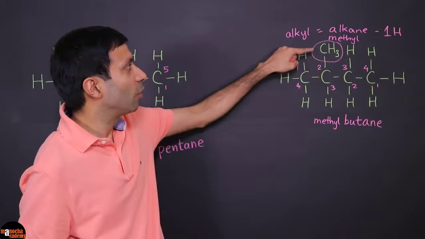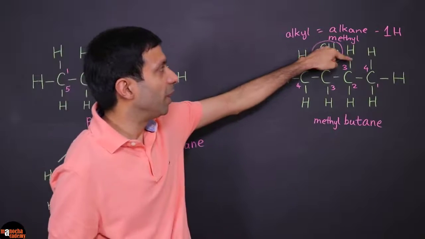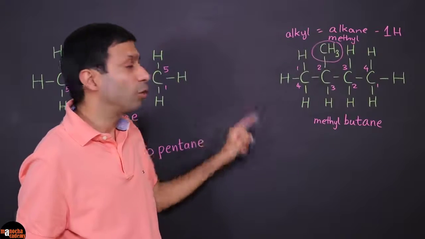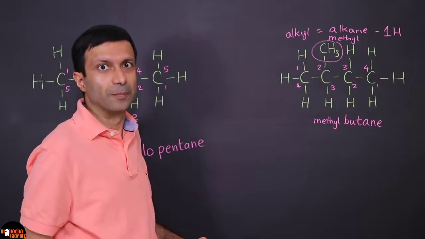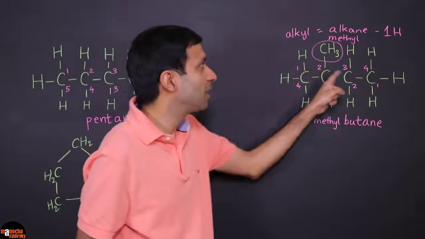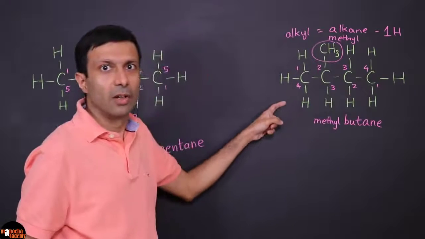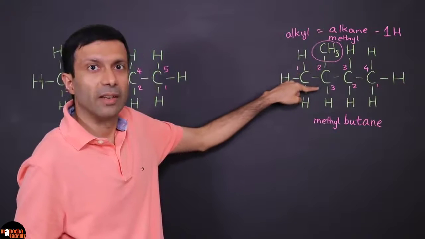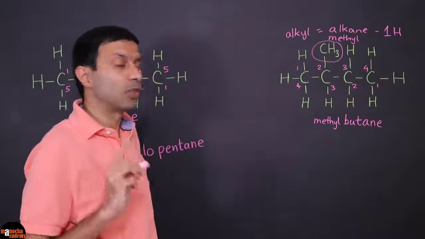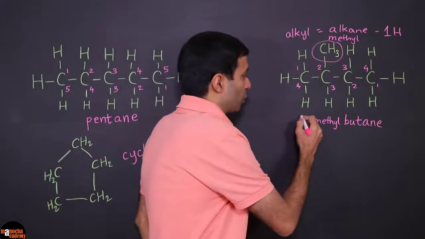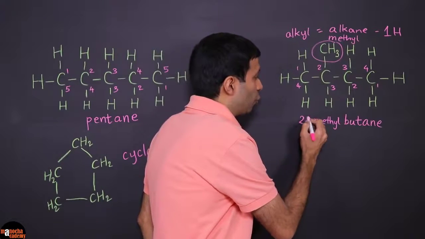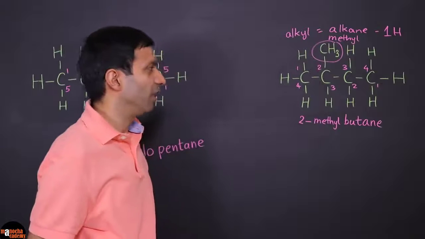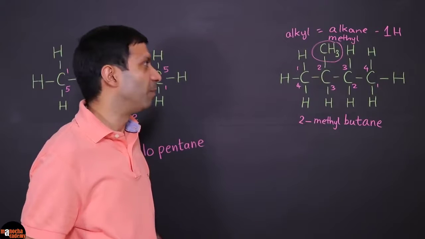But now this methyl could have been here, or it could have been here or here. So we also need to give its position. And the position is based on this numbering that we have done. So what number should we give it? It's on number 2 or 3. But you need to choose the smallest number. So it's going to be 2-methyl butane. Okay, so that's the name of this compound.